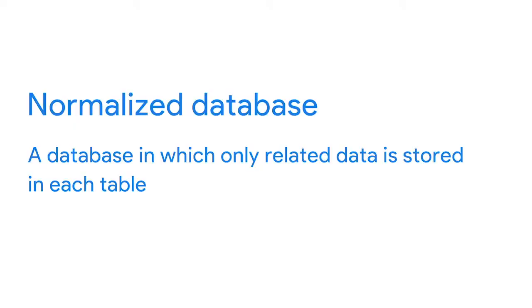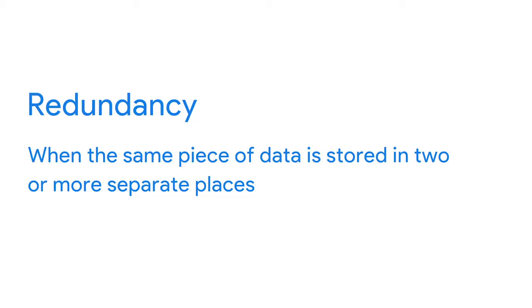First, a normalized database is a database in which only related data is stored in each table. The main idea behind database normalization is that a table should be about a specific topic and only include supporting related data. This is important because it minimizes the chances of having redundancies. A redundancy occurs when the same piece of data is stored in two or more separate places. Redundancies waste time and space in your database. For example, if you needed to change a piece of data in a database with redundancies, you'd have to make the same update in every place where the data exists. That would take a lot of time and could easily lead to typos or other errors.